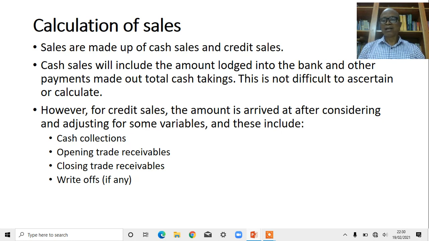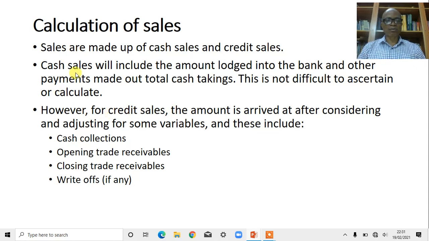What is a cash sale? A cash sale basically is sales made based on cash. It means that as we are selling, we are collecting money immediately. That's a cash sale. What about credit sales? Credit sales means that you sell on credit, and it develops into receivables. That means you sell with the hope of collecting the money at a later time.